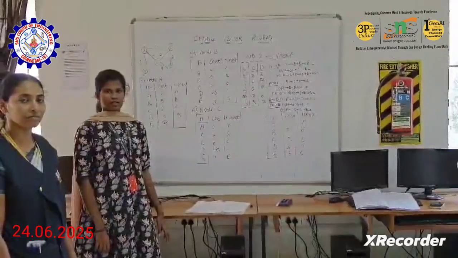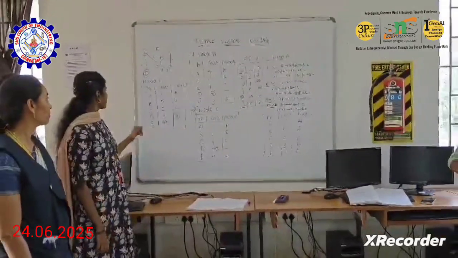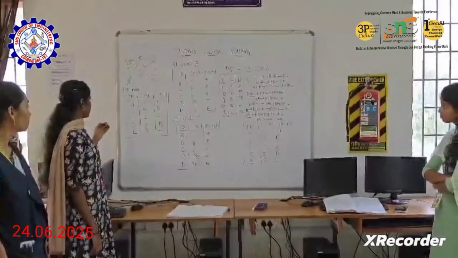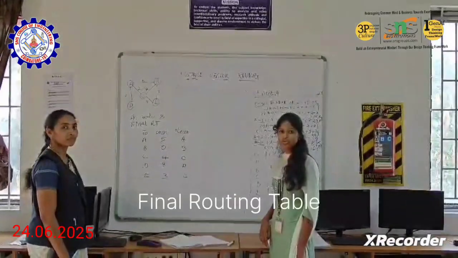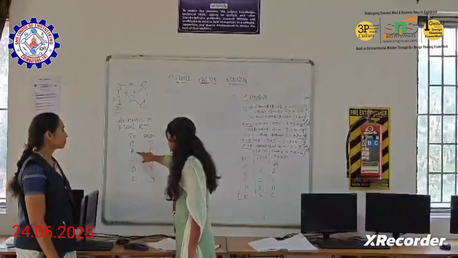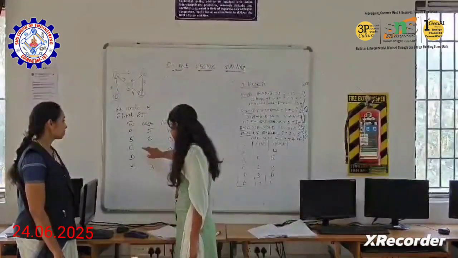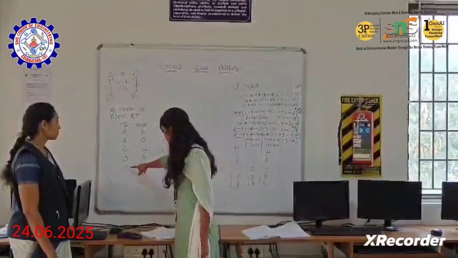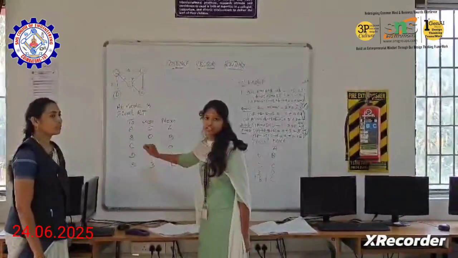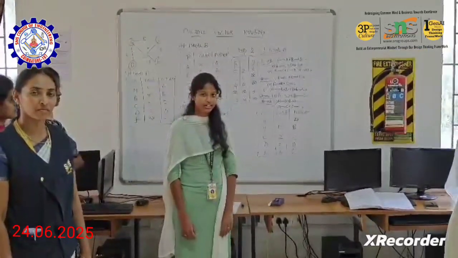First we should calculate the initial state for each path. We take two columns, A and B. The final routing table for B is: B to A is 5, B to B is 0, B to C is 4, B to D is 8 and B to E is 3. We have to find the final routing table for each and every node in the network.